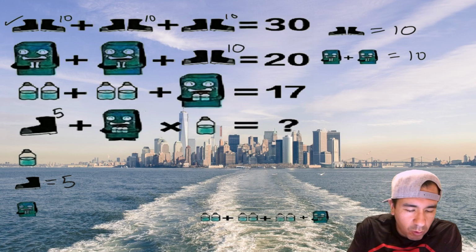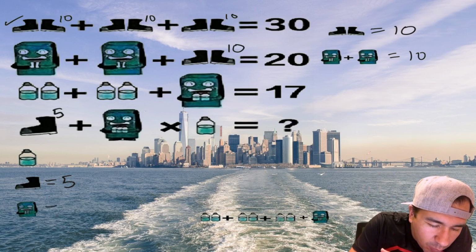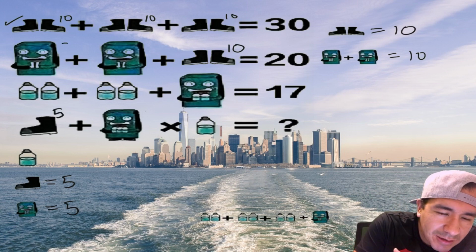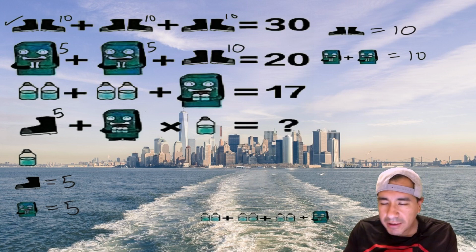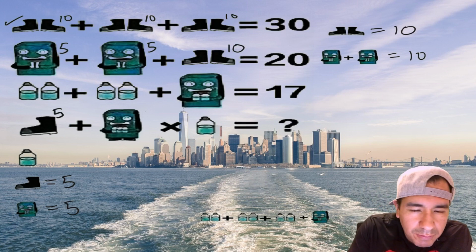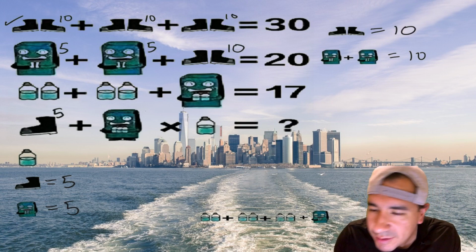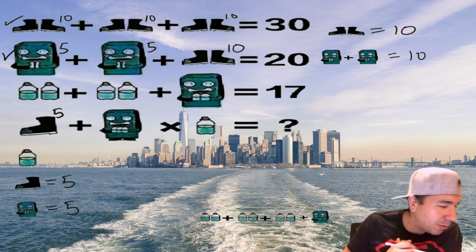So every robot that we see, let's go ahead and write that down. Every robot that we see is also 5. So this guy's 5 and this guy's 5. And we could always check that, right? So 5 plus 5 is 10, plus another 10, 20. Perfect. Equation 2, check.